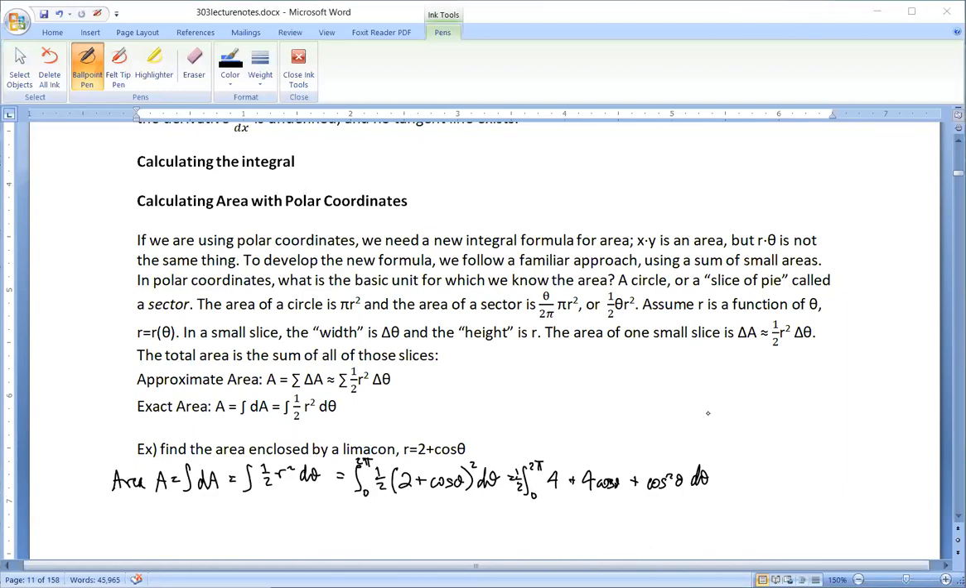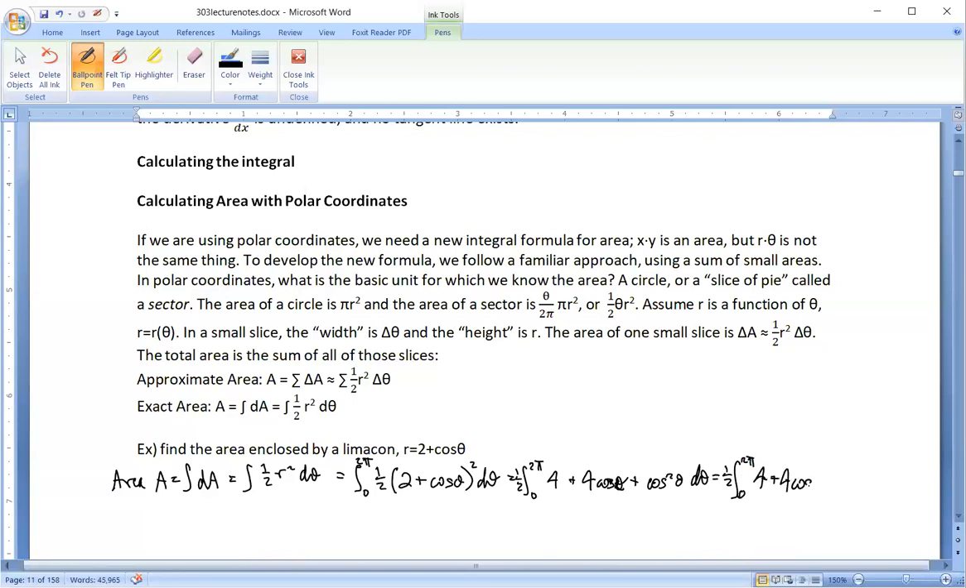And to integrate this, the first two terms are okay, but for the third term, we need to use the double angle formula. Four plus 4 cosine theta plus, that's going to be 1/2 plus 1/2 cosine 2 theta, all of that d theta. Okay, and so we keep going.